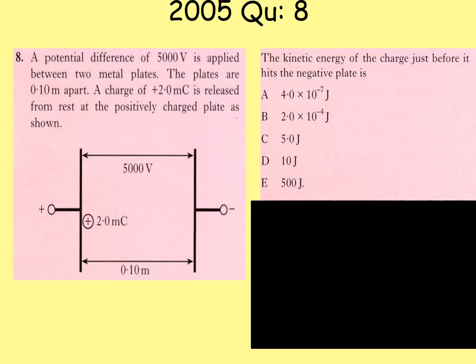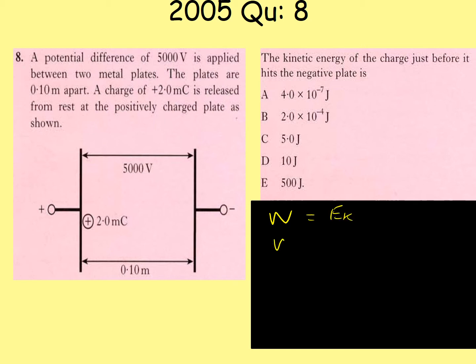2005, question 8. A potential difference of 5,000 volts is applied between two metal plates. The plates are 0.1 meters apart. A charge of 2 millicoulombs is released from rest at the positively charged plate as shown. The kinetic energy of the charge just before it hits the negative plate is, well, here we have the work done in moving the charge being equivalent to kinetic energy. So we say W is equal to EK.